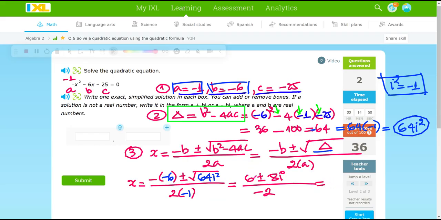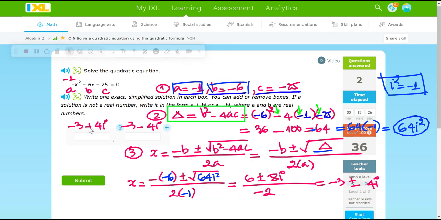One more time, simplify. 6 divided by negative 2, that is negative 3. Okay, and now 8, you simplify by 2, that's a 4. Okay, so i. Plus divided by negative, that's a minus. And then minus divided by minus, that becomes positive. Okay, so you come out at negative 3 plus 4i, and then negative 3 subtract 4i. Okay, so I put it in the box.